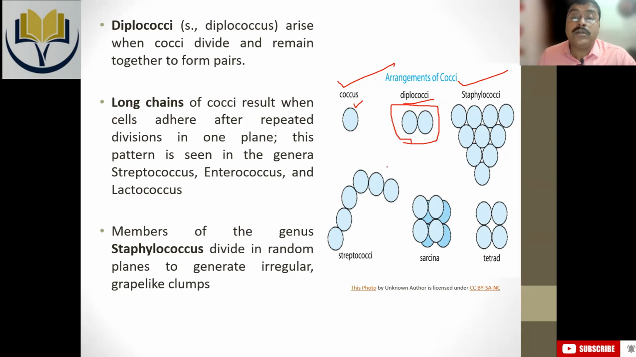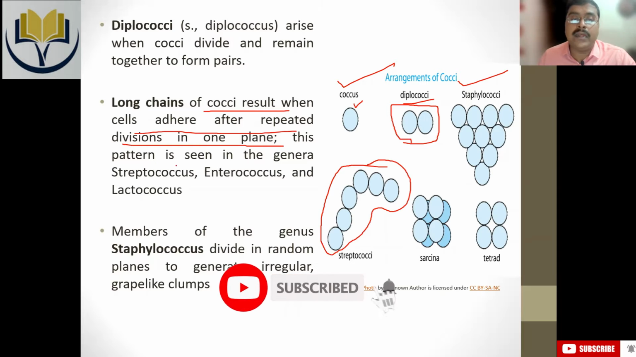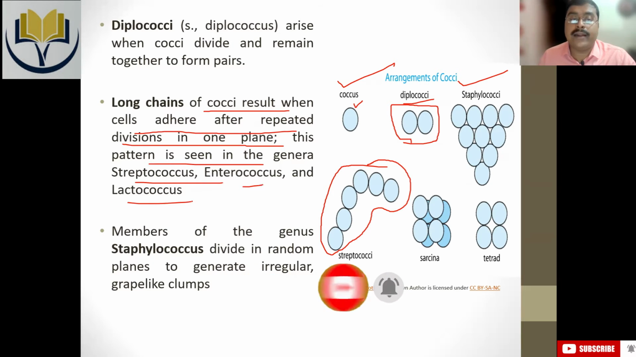Okay. So this is a Streptococci. Streptococci means they are present in a chain formation. So they are long chains. So here it is written that cocci result when cells adhere after repeated division in one plane. That pattern is seen in the genera Streptococcus, Enterococcus, and Lactococcus. So they are present in a single plane.